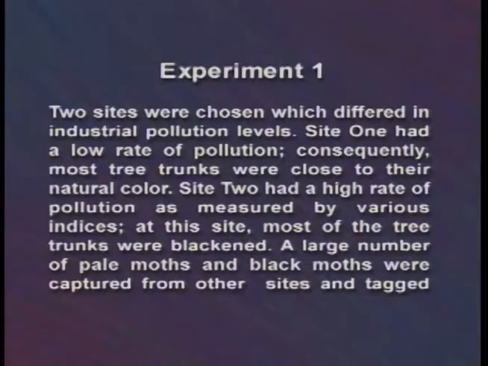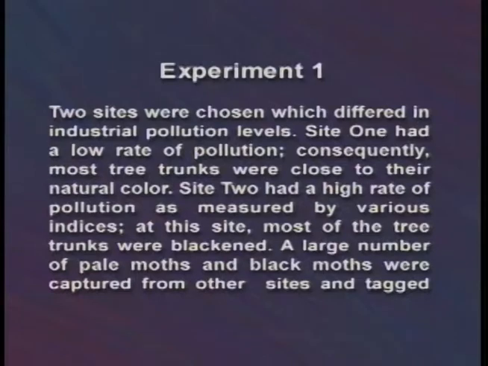Experiment 1. 2 sites were chosen which differed in industrial pollution levels. Site 1 had a low rate of pollution. Consequently, most tree trunks were close to their natural color. Site 2 had a high rate of pollution as measured by various indices. At this site, most of the tree trunks were blackened.